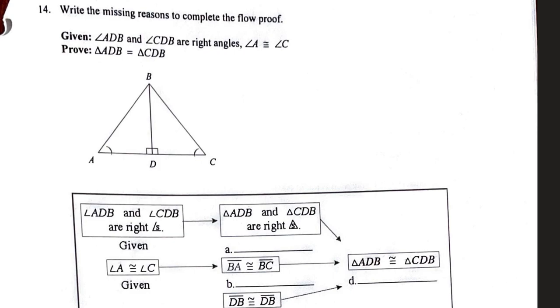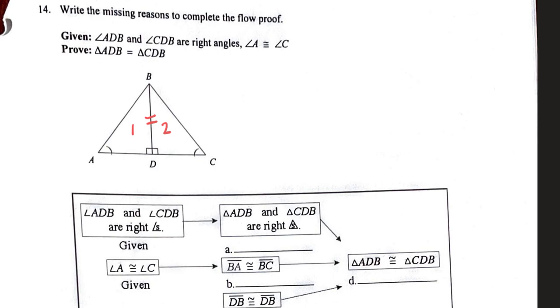This is a flowchart proof. Angle ADB and angle CDB are right angles. Angle A is congruent to angle C. And you have triangle 1 and you have triangle 2, and they share the same side. So why would these two triangles be congruent?